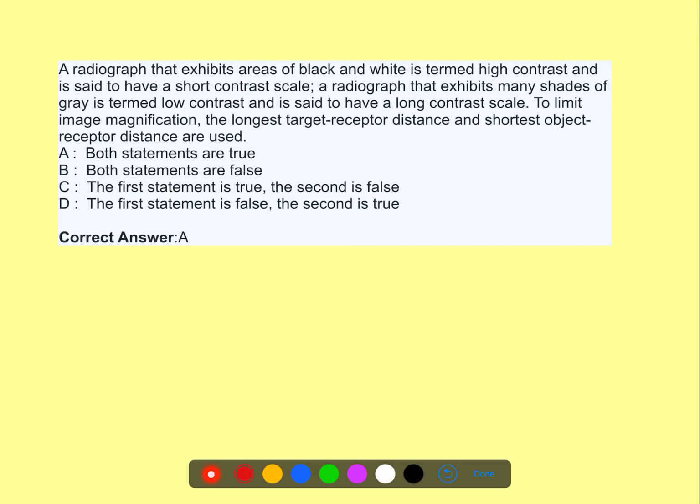A radiograph that exhibits areas of black and white is termed as high contrast and is said to have a short contrast scale. A radiograph that exhibits many shades of grey is termed as low contrast and said to have a long contrast scale. To limit the image magnification, the longest target receptor distance and shortest object receptor distance is used. So this is one statement. If you go into the first statement, it is confusing. So you have to remember that long scale will have low contrast.